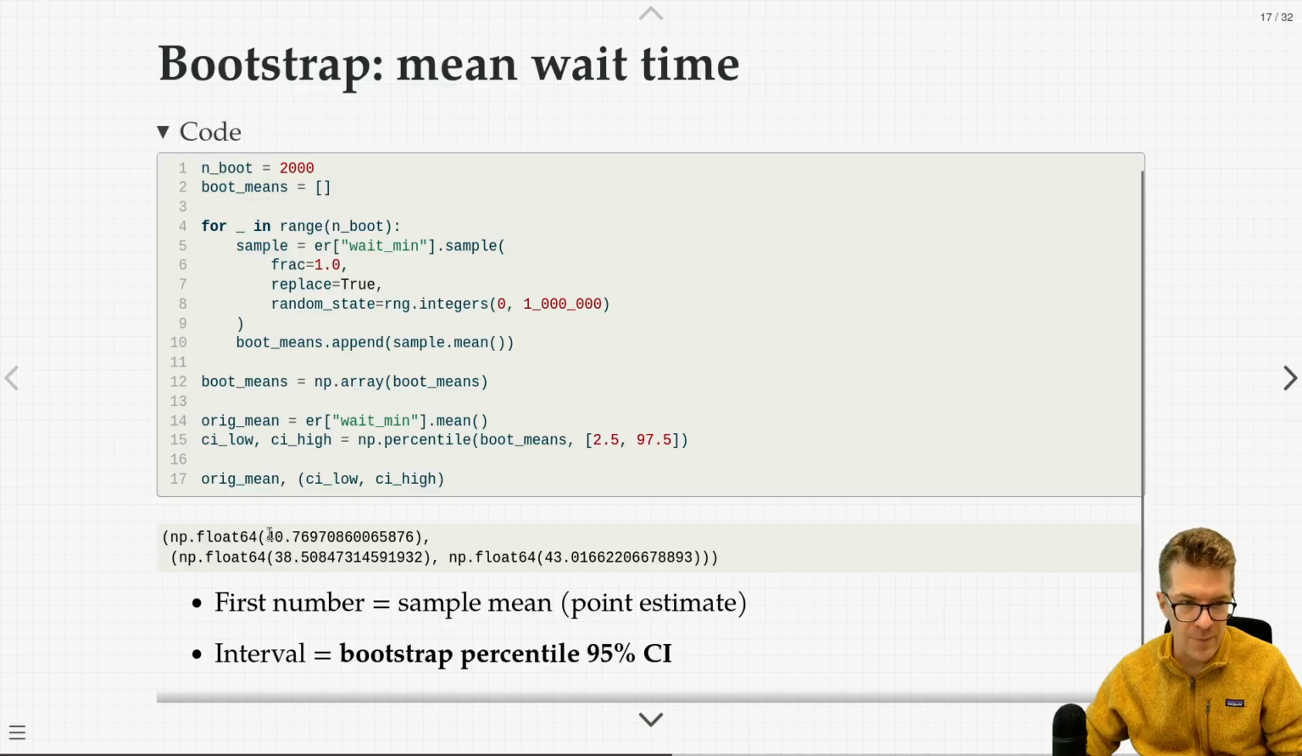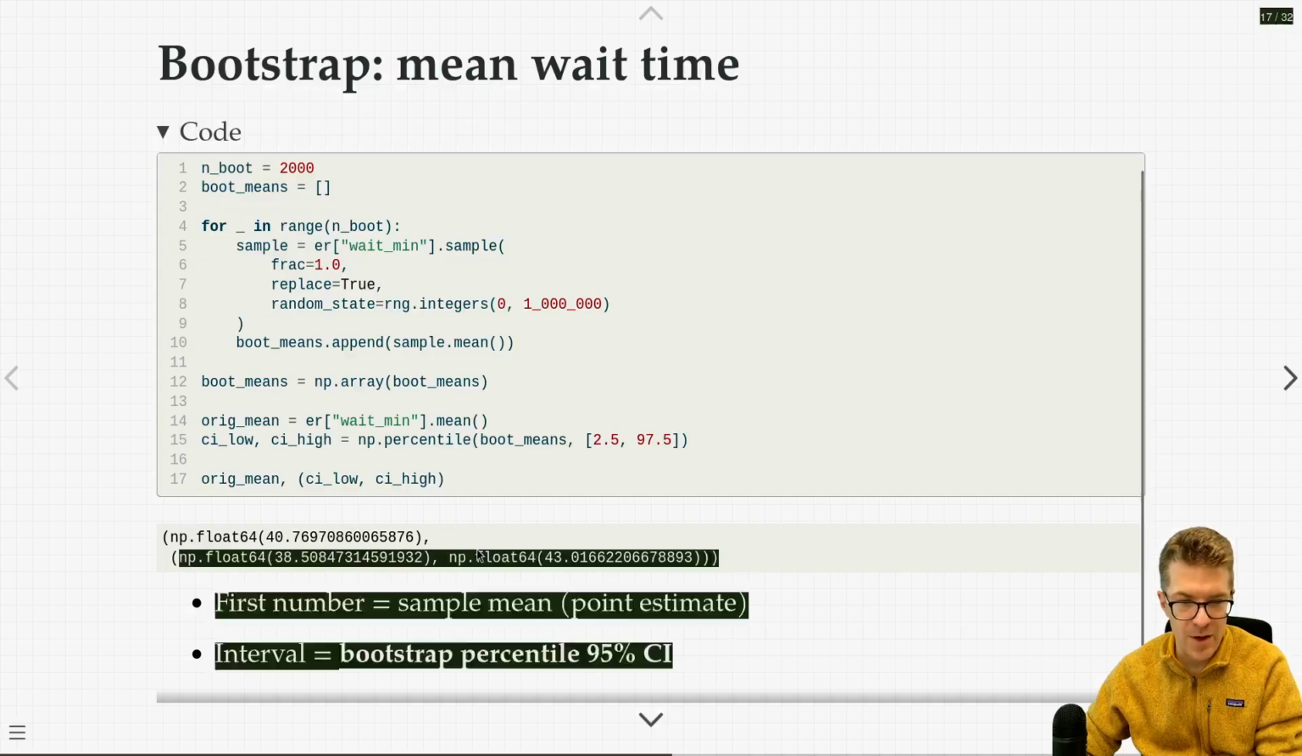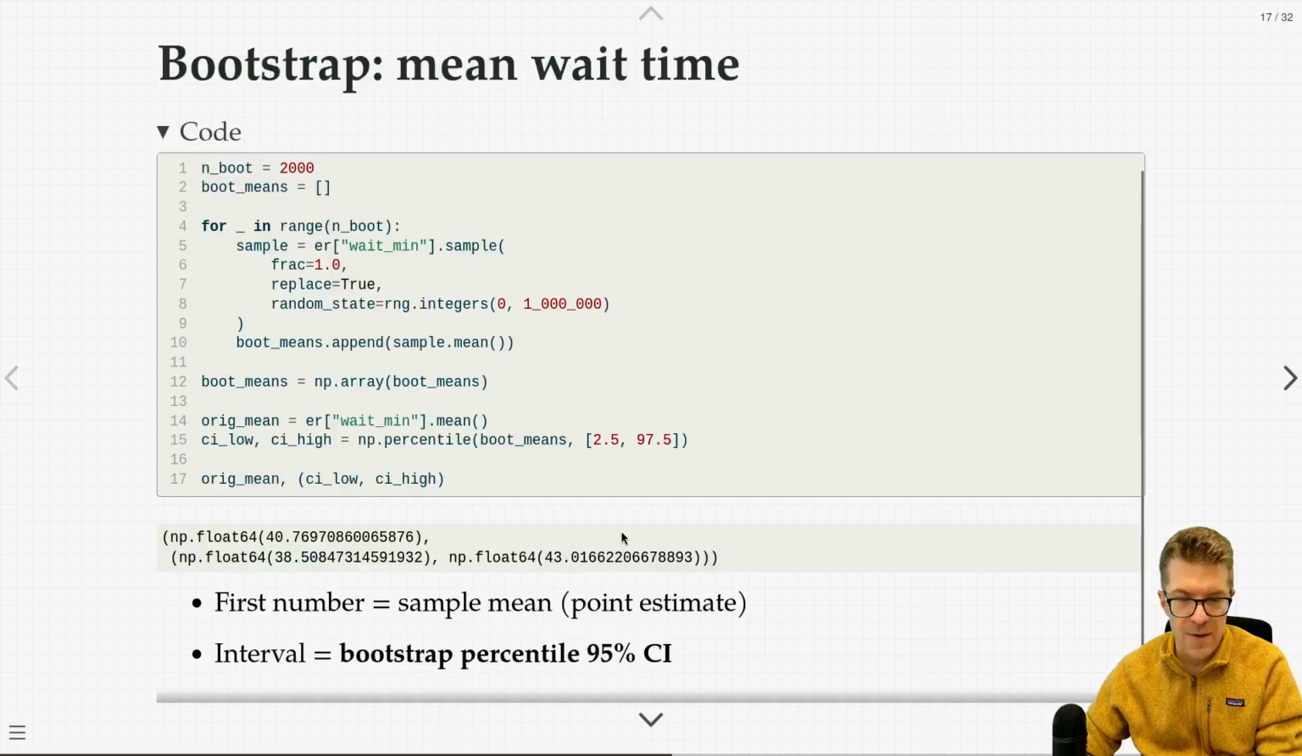So I have the original mean, which is 40.8-ish, and then I have the confidence interval that goes between 38.5 and 43 minutes. Okay, so the first number is the sample mean, and the interval at the bottom here is the bootstrapping percentile confidence interval of 95%.